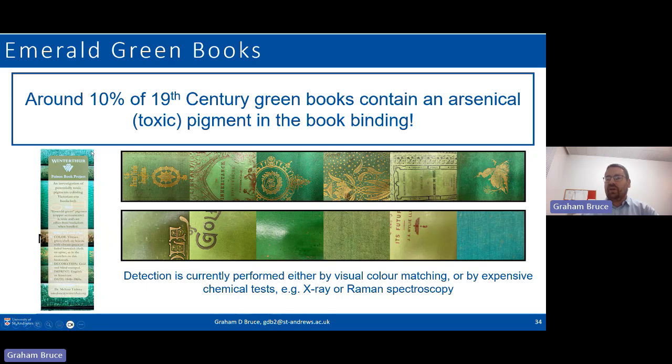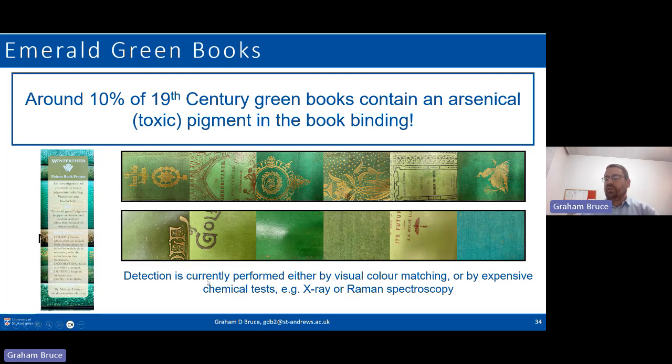At the moment, there are really two main ways of detecting these books within a collection. The first is that the Winterthur collection at the University of Delaware have produced this kind of color matching bookmark, which gives you an indication of books that you should be concerned about, but it's going to vastly overestimate the prevalence of toxic books by doing this color matching, because really the human eye is not particularly well tuned to picking up these subtle differences in color.